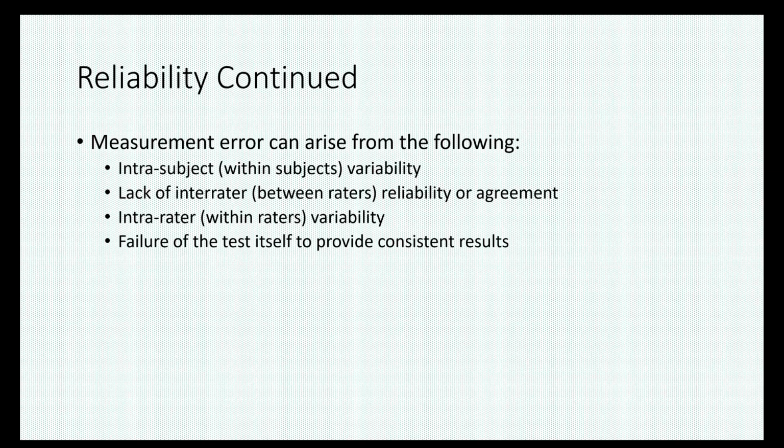Lack of inter-rater, between raters, reliability or agreement. So inter-rater, between raters variability. From one person to the next, you might be getting 2 totally different scores, and that's also not good. And failure of the test itself to provide consistent results, so the test itself.